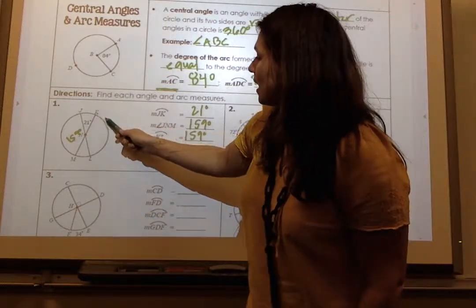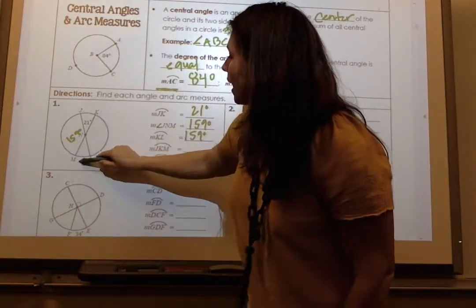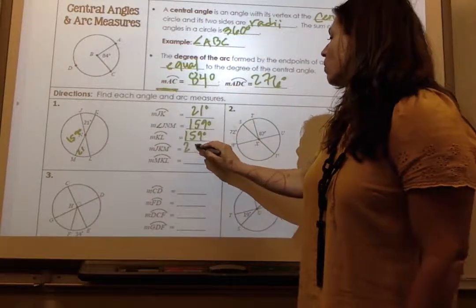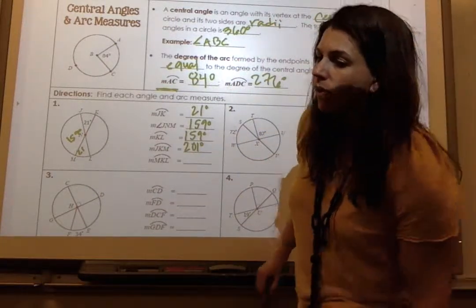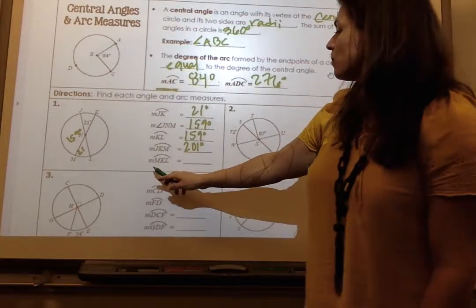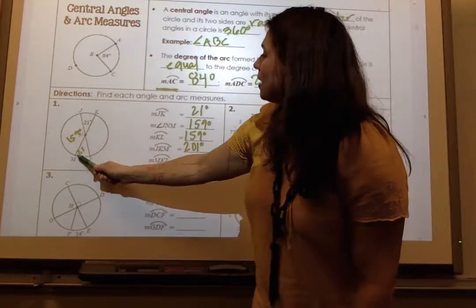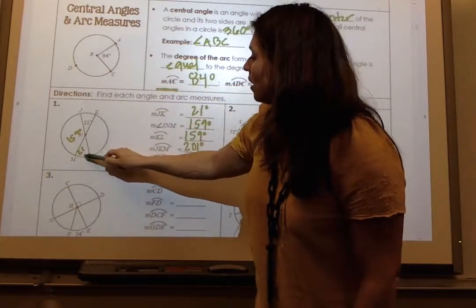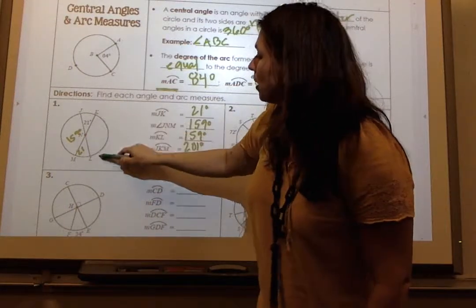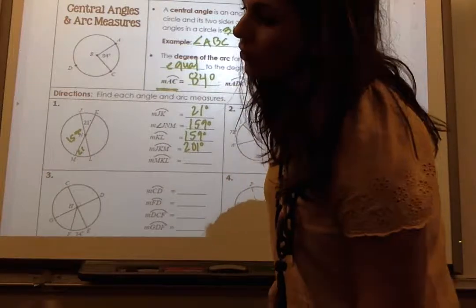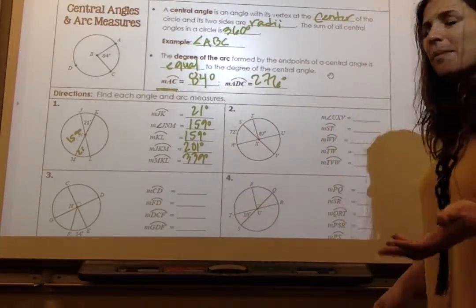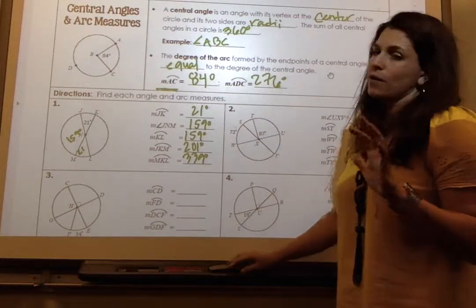Arc JKM is going to be 180 plus 21, so that gives us 201 degrees. And then the measure of major arc MKL is 180 plus 159, and that's going to give us 339 degrees. Okay, so pretty simple how to figure out the central angles and the arc measures.